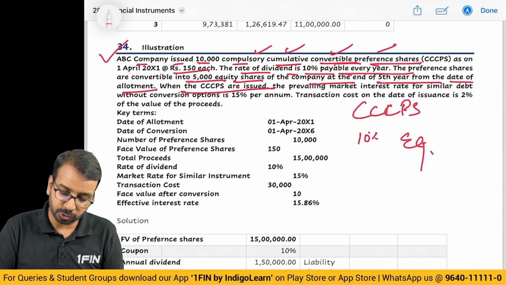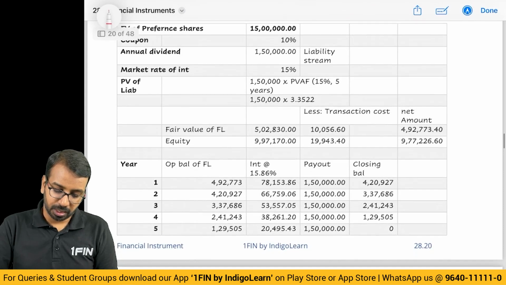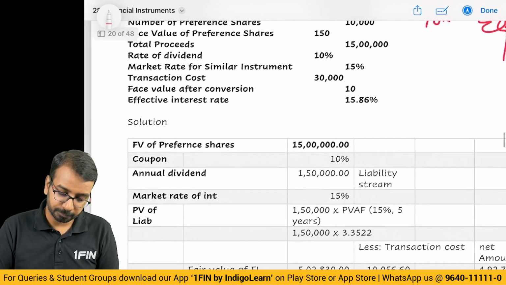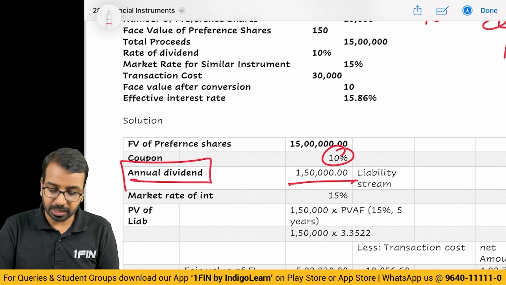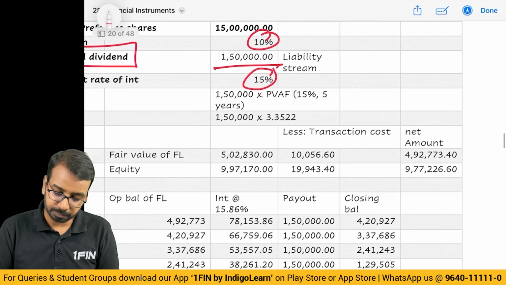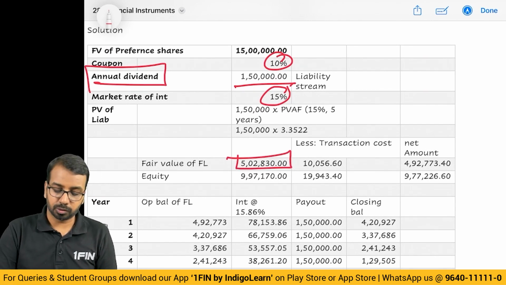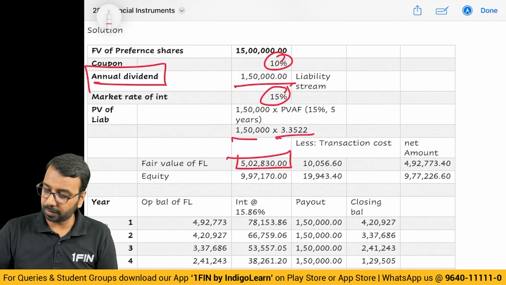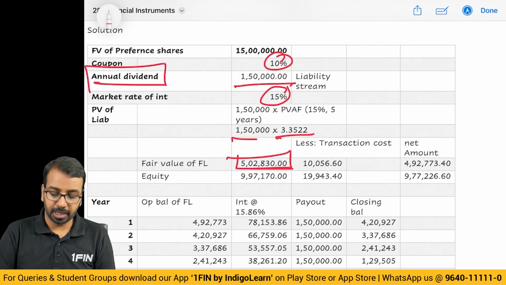When the CCPS are issued, the prevailing market interest rate for similar debt is 15%, and transaction cost is 2%. So this is the overall thing. Now what you have to do is see what the liability is. Liability is only the annual dividend of 10%, 1,50,000. This you have to discount using the market rate of 15%. You will get a number of 5,02,830. So 150 into 3.35, you get 5,02,830.